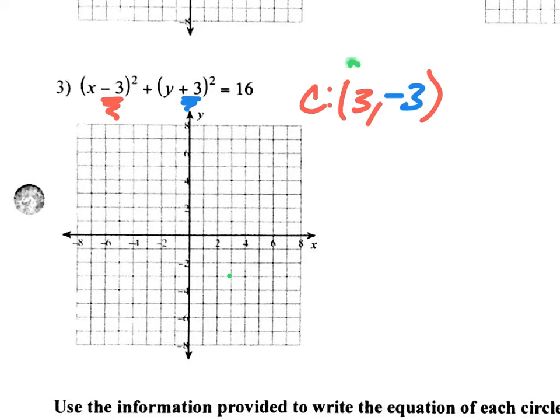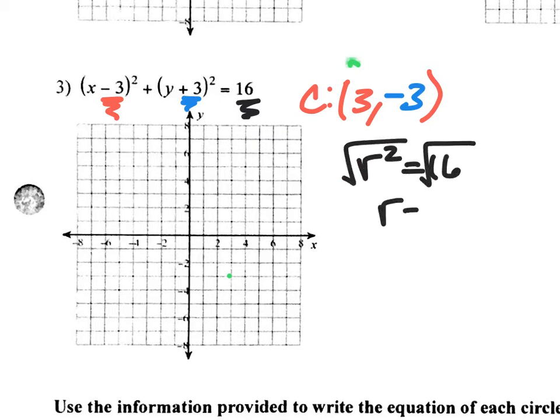And then my r squared is 16, so r squared is 16. So to get r, take the square root, so r is 4. So then again, I go 4 away. 1, 2, 3, and 4. So here, 1, 2, 3, 4, up. 1, 2, 3, 4, left. 1, 2, 3, 4, down. And then I'm going to draw my circle, which is kind of football looking.